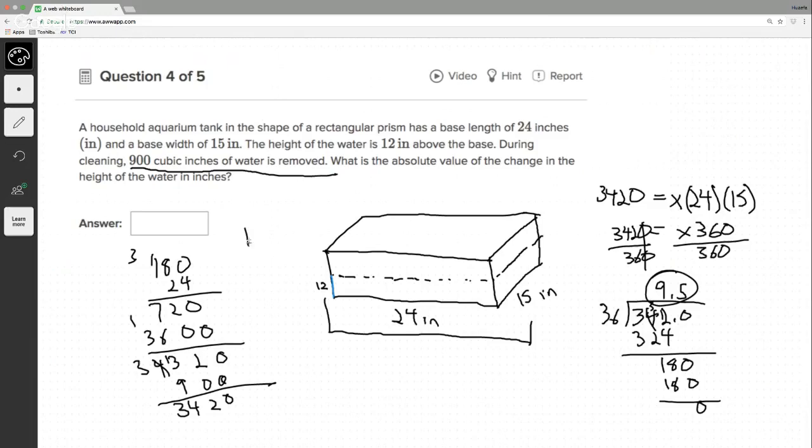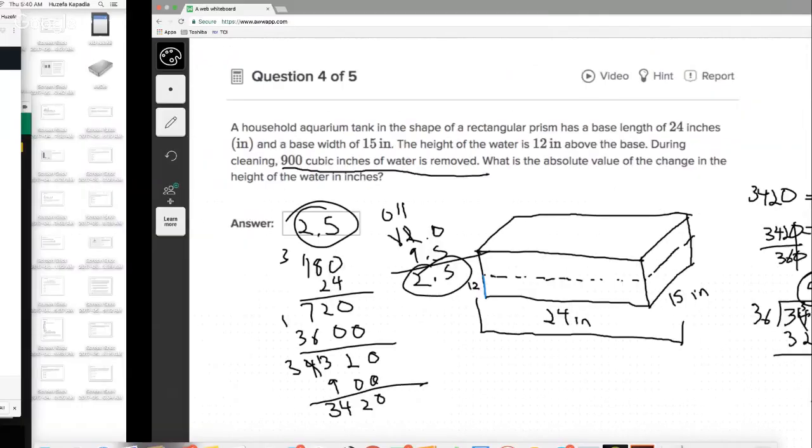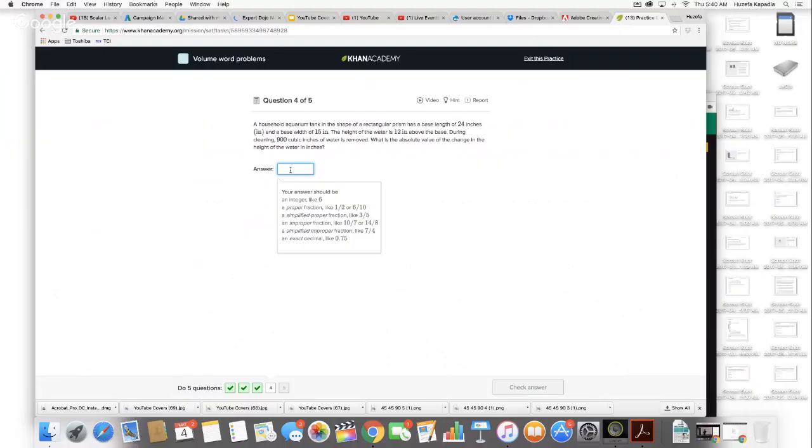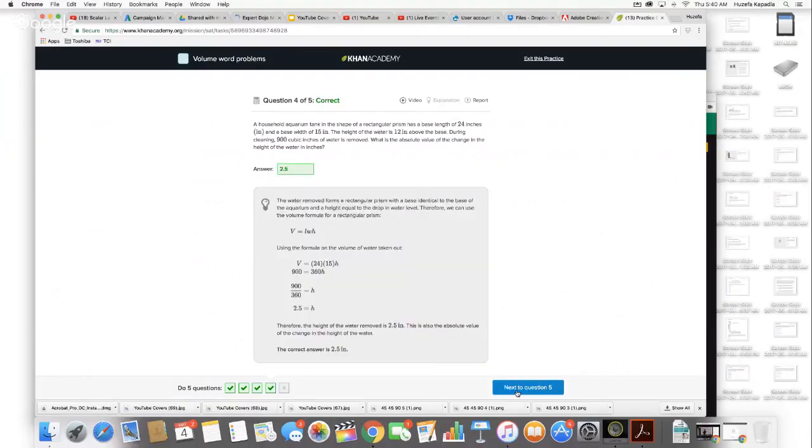So it goes from 12 to 9.5. And they want to know what is the absolute value of the change. So what does it drop by? Right? It drops by 2.5. So the absolute change in water in inches is 2.5 inches. Wow, that was an involved question. That was pretty hard. Let's see if this is right here. Yeah, it's right. Okay, excellent. So that is how you do that problem.